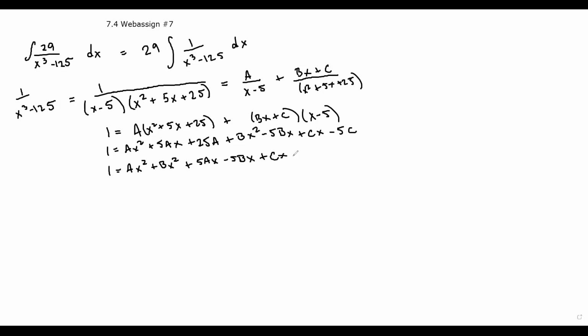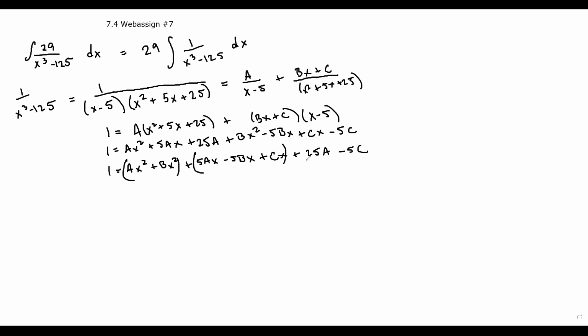Then I have 5ax minus 5bx plus cx. And then lastly, I have my terms that don't have an x. So there's all kinds of ways of organizing these particular questions. It's up to you how you want to do this. You can put parentheses around these if you like to.